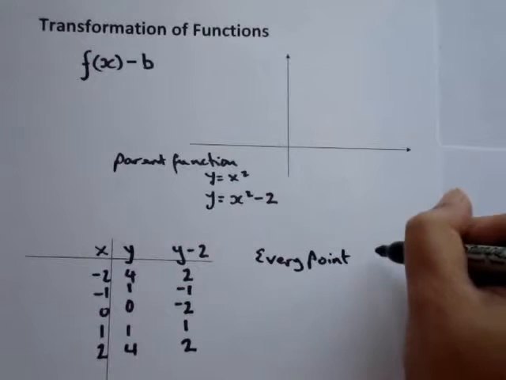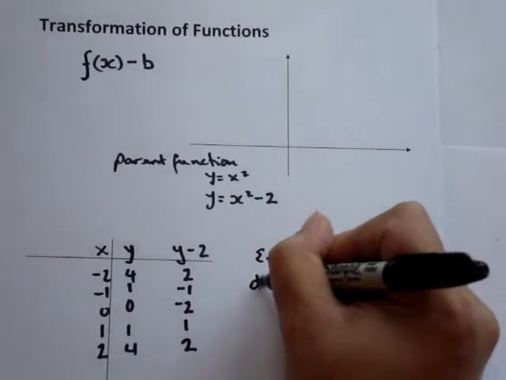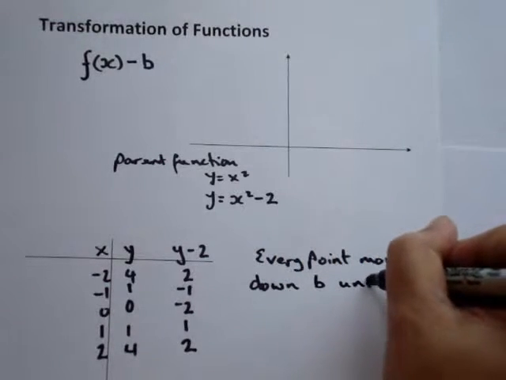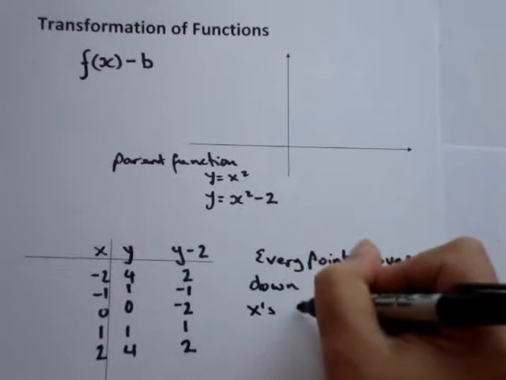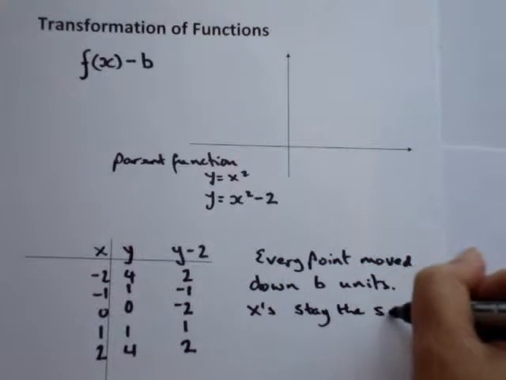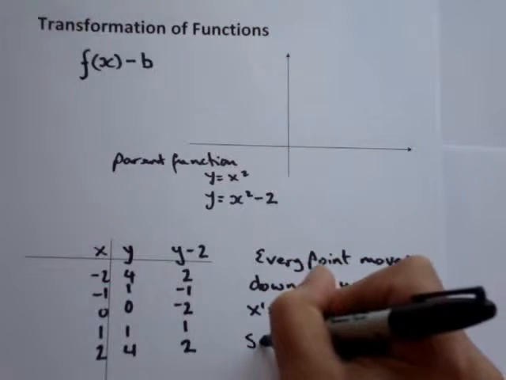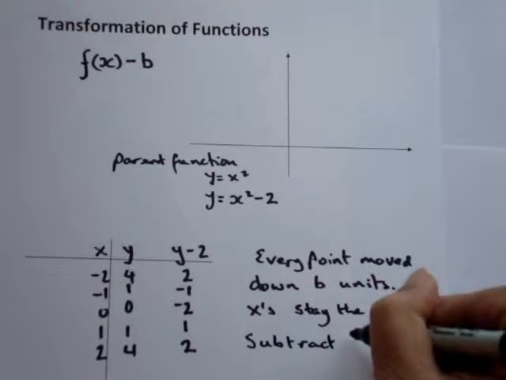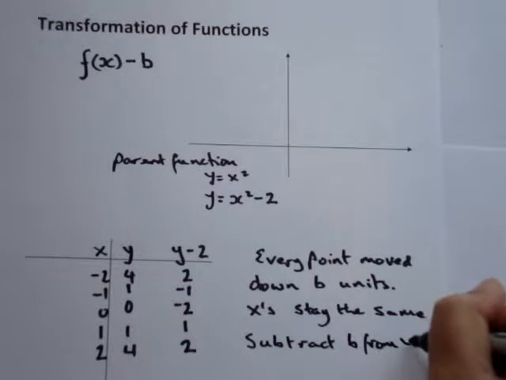Every point on the graph is moved down b units. The x's stay the same, and we subtract b from the y values.